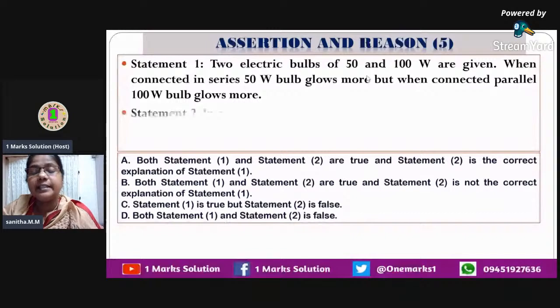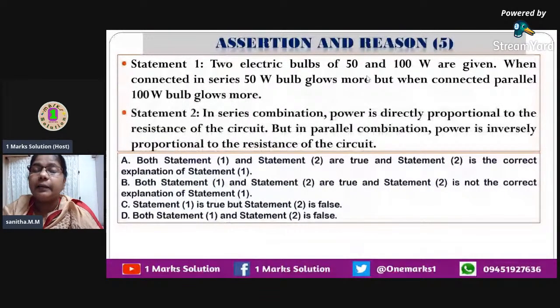In the first case, the series case, we can say the power is directly proportional to resistance. In parallel combination, we can say P is inversely proportional to R. That is, P is equal to V squared by R. The first case, P is equal to I squared R. So that is the reason. So statement 2 is the correct explanation for statement 1, and both the statements are correct. So the option is A.